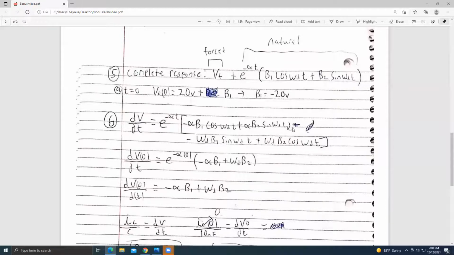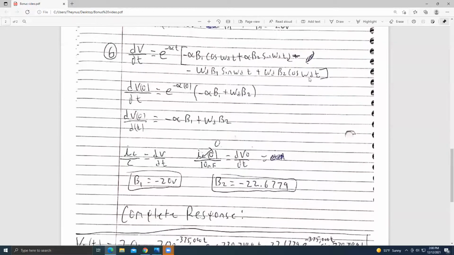When you do that, you come down to this point, you get dv dt is equal to e to the negative alpha t times negative alpha b1 cosine omega d t plus alpha b2 sine omega d t minus omega d times b1 times sine omega d t plus omega d times b2 cosine omega d t. I highly recommend you practice working this derivative out again. Go review the chain rule.